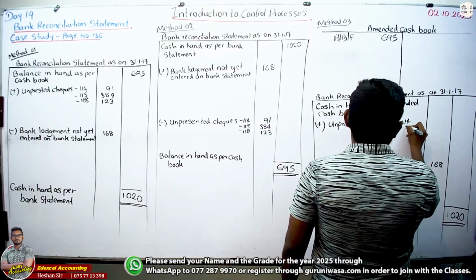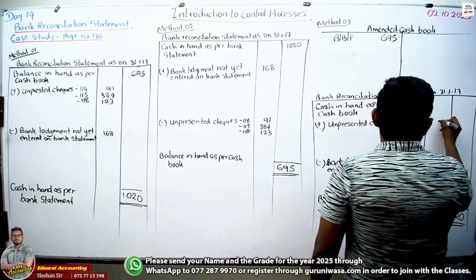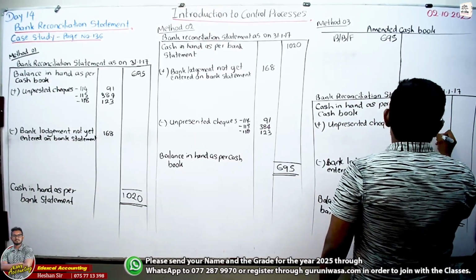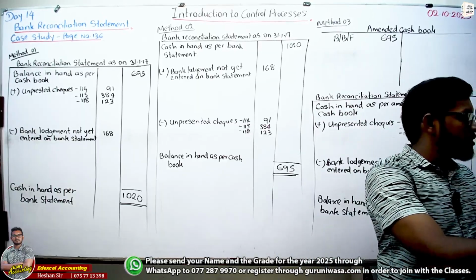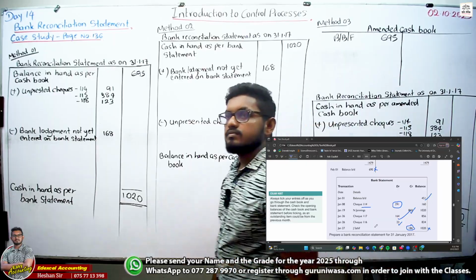100, 114, 115, 108, 91, 384, 120. Right. Done. Now let's go to the bank statement.